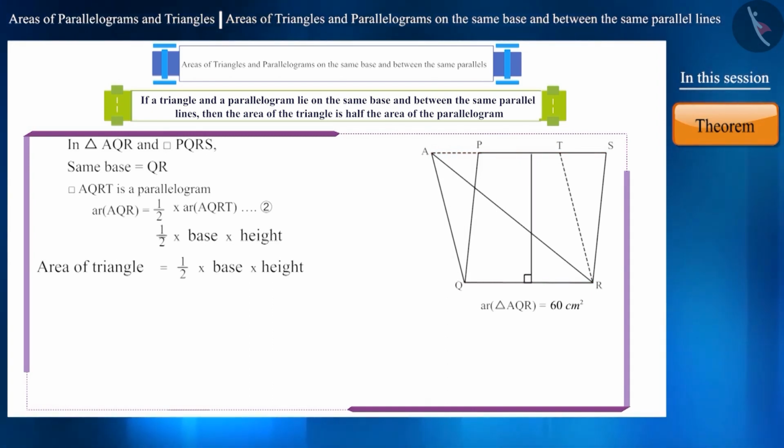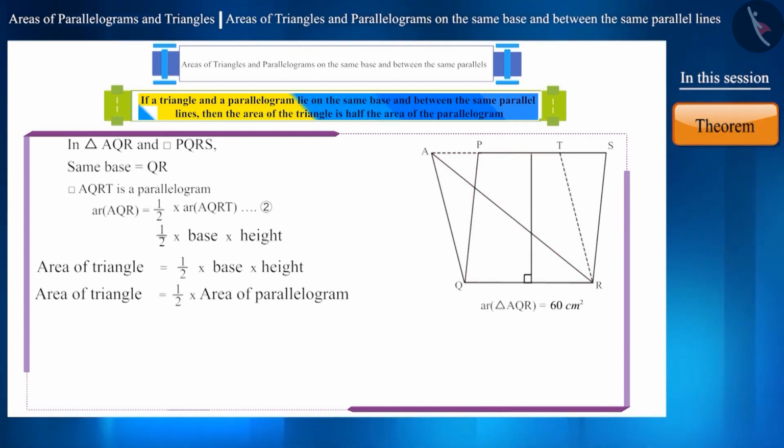Therefore, by this formula also, we can say that if a triangle and a parallelogram lie on the same base and between the same parallel lines, then the area of the triangle will be half the area of the parallelogram.